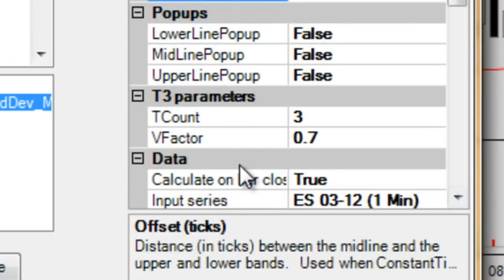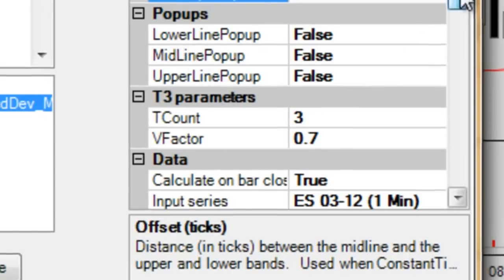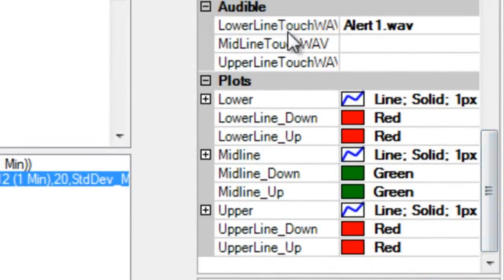So in addition to emails, we also have pop-ups. You can set pop-ups to come on your screen when price touches the lower line, midline, or the upper line. And if we scroll down a little bit more, we have Audible Alerts. I can also set Audible Alerts whenever price touches one of those lines. So if I'm not at my desk or I'm not paying attention, I can wait to hear that alert, and then I know I can pay attention and I've got something worth taking a look at.